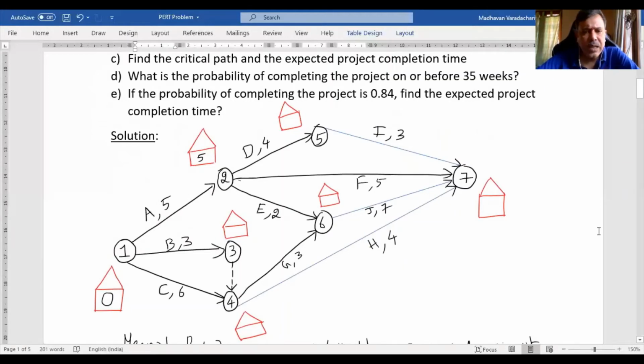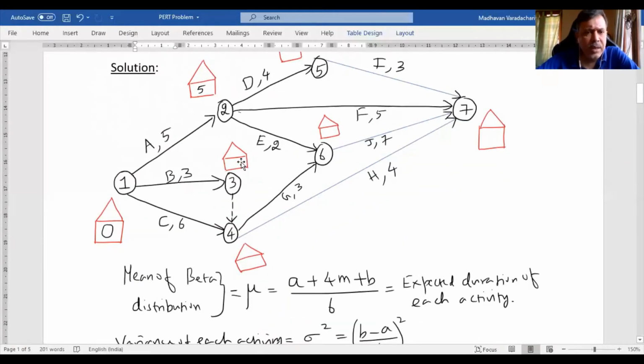Now, the next node is node 3. Again, I see how many arrows are coming to node 3. I find only one arrow is coming to node 3, which is coming from node 1. At node 1, what is written in the rectangle? 0 is written. For 1 to 3, what is the duration? It is 3. Add these two, 0 plus 3, and fill in 3 here.